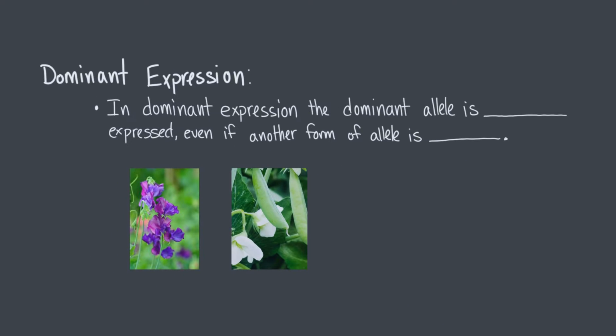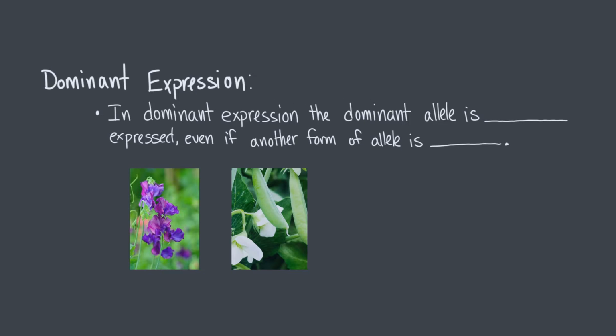So first up is dominant gene expression. In dominant gene expression, the dominant allele is completely expressed, even if another form of the allele is present. So let's look at an example of that with what Mendel worked with, pea plants.